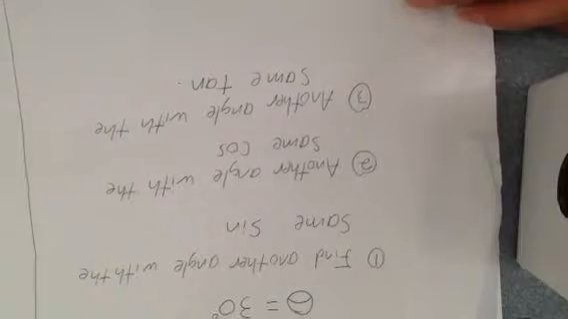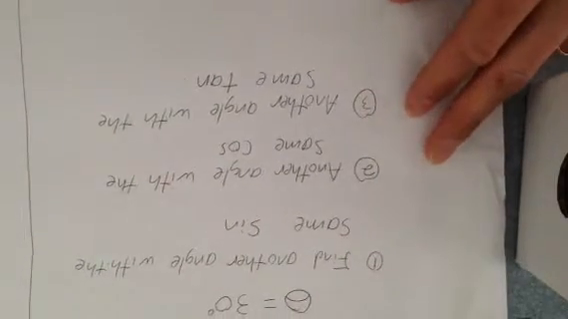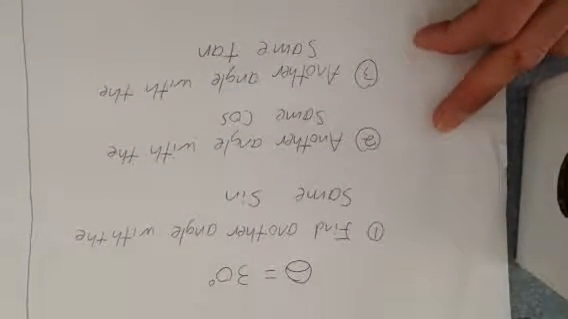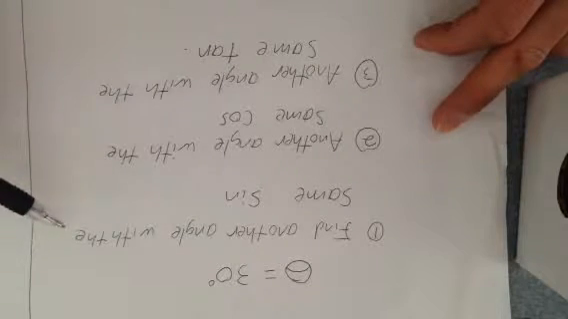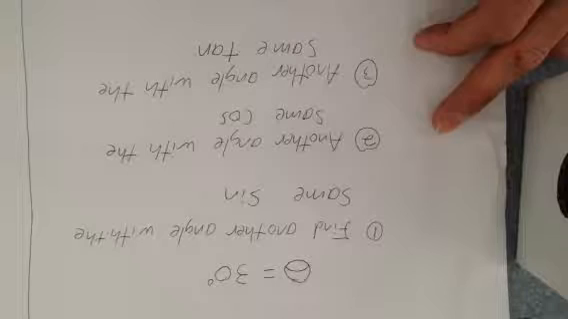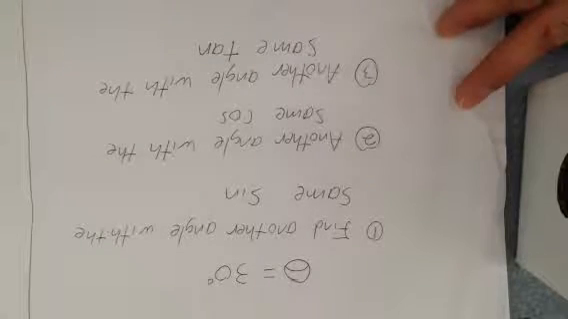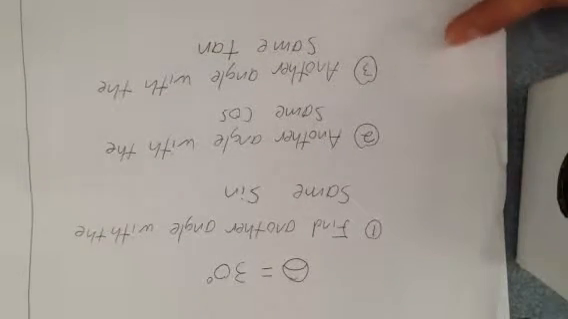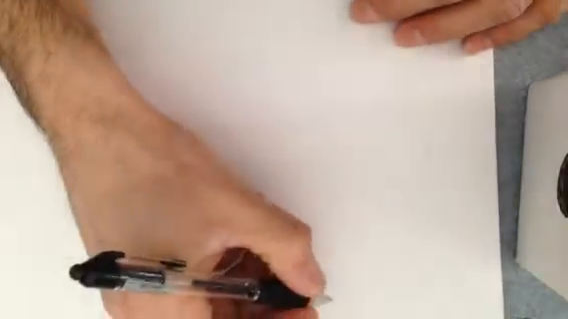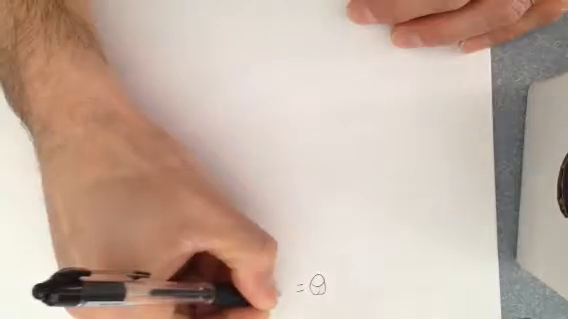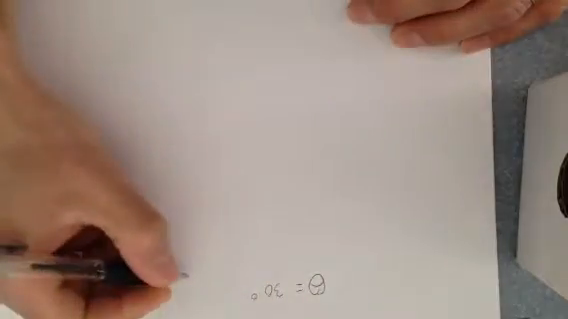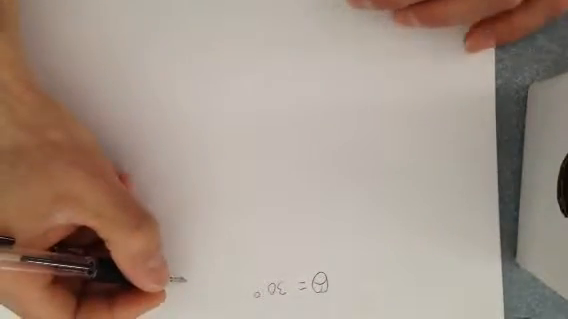So we'll start off by answering this question here. If theta is 30 degrees, find another angle with the same sine, find another angle with the same cosine, and then find another angle with the same tan. So to start off, theta is 30 degrees, and we're going to find another angle with the same sine.